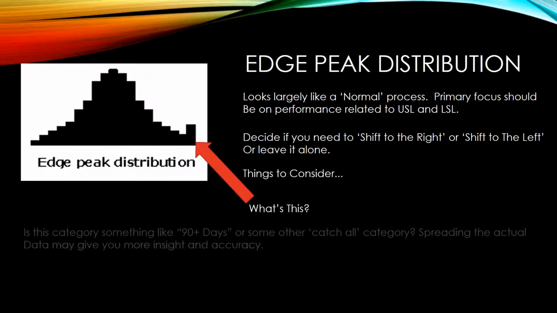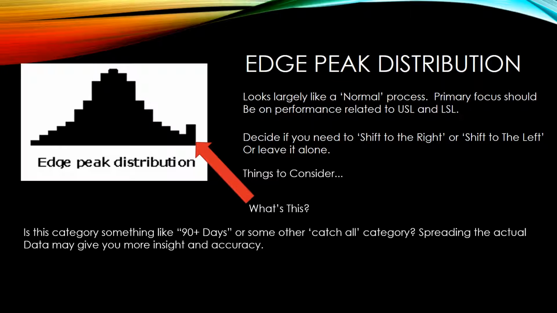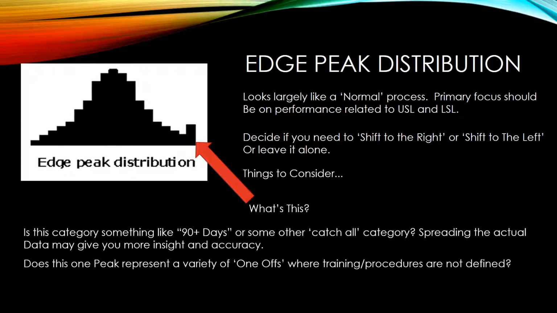If you end up with this one weird spike, take a close look at that bin. Is that category something like 90 plus days or some other catch-all type category? You're probably better off spreading that data out as opposed to having a sort of catch-all. Alternatively, does that one little peak represent just a variety of one-offs where the training and procedures are just not very well defined, things that don't come up very often, that sort of thing?